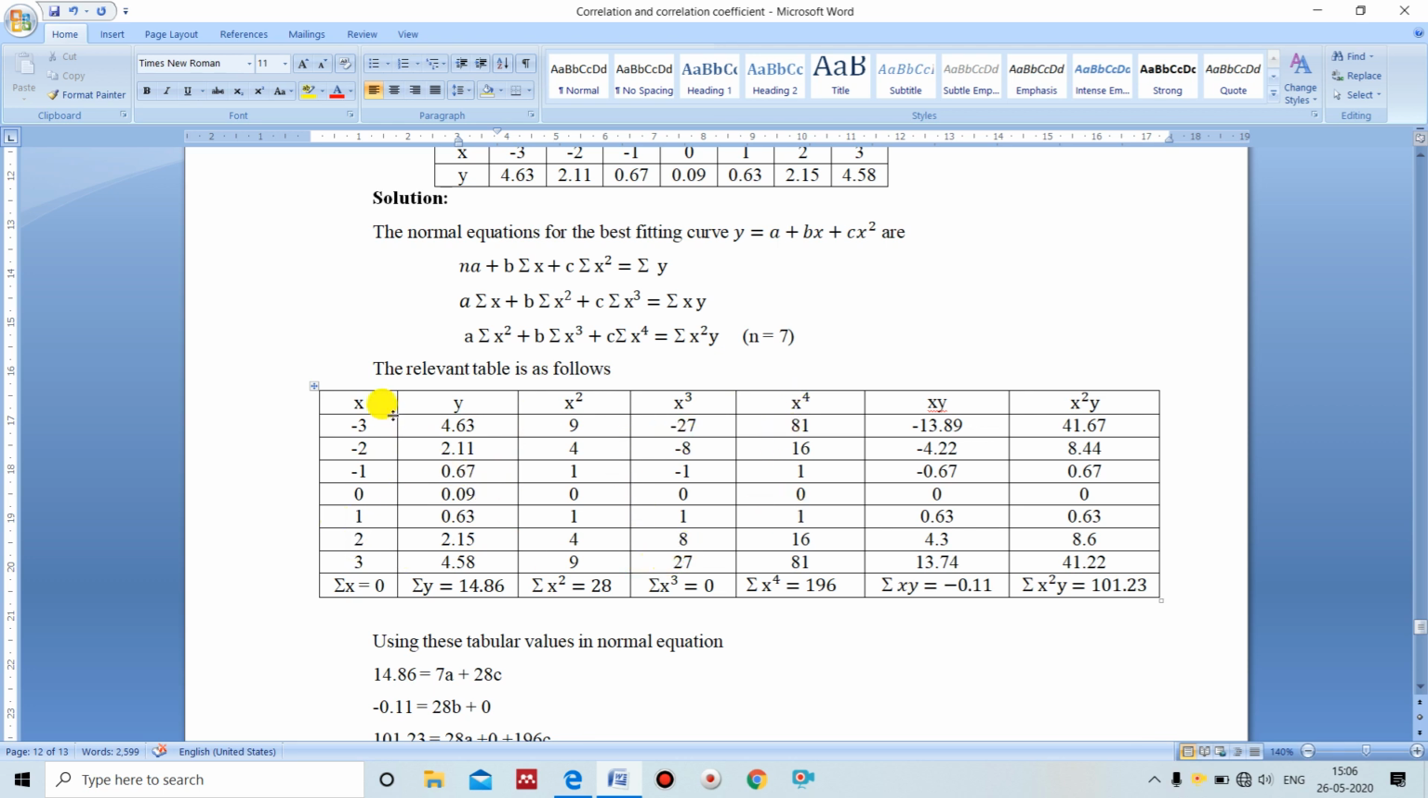X raised to 4 means 4th power of x. In this column we get minus 3 raised to 4 is 81, minus 2 raised to 4 is 16. So like that, 3 raised to 4 is 81.